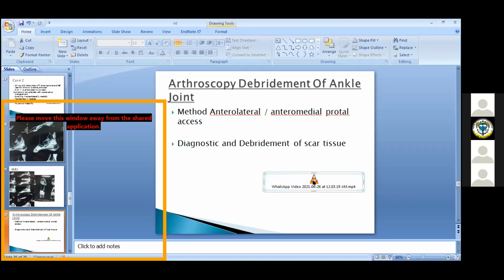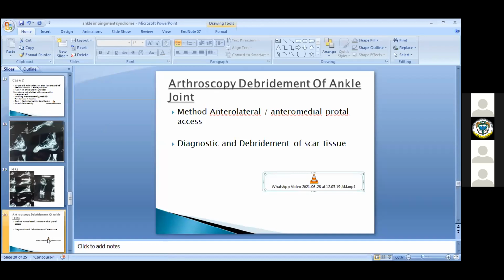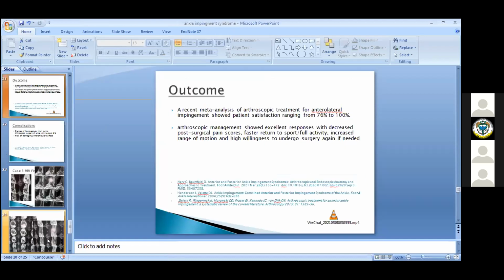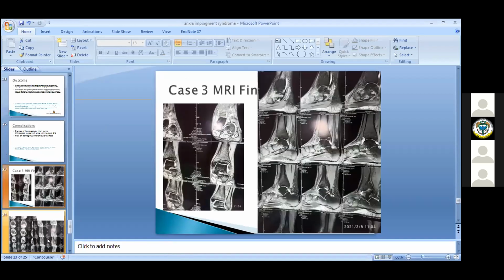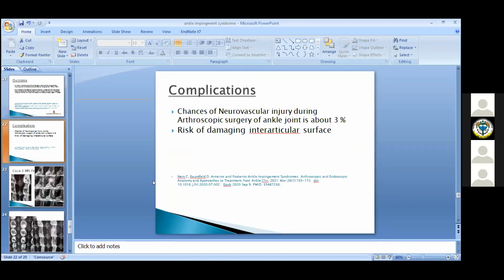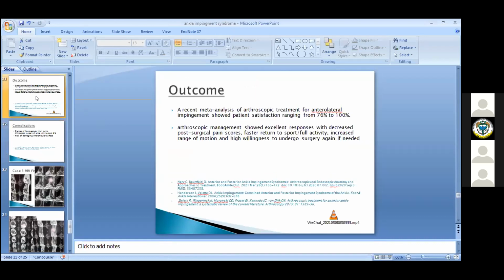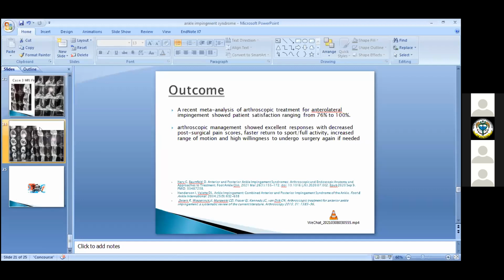and many researchers say that there is 100% satisfaction if you treat the local pathologies. So there is a high chance, 70 to 100% satisfaction, and our outcomes are good. So I would also like to encourage our colleagues to do ankle arthroscopic surgery if we find chronic impingement or instability.